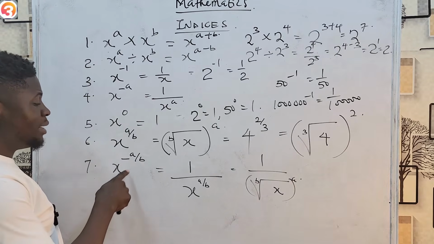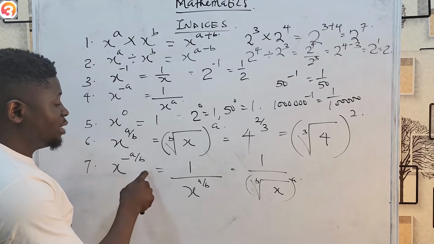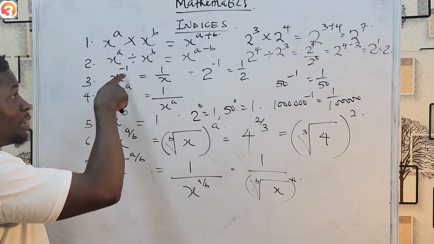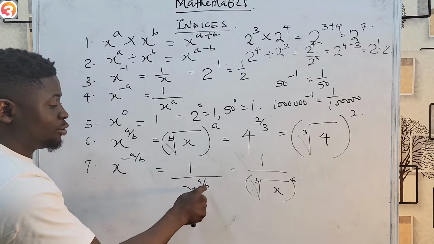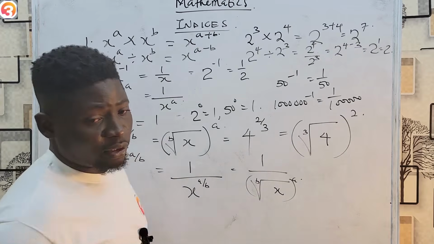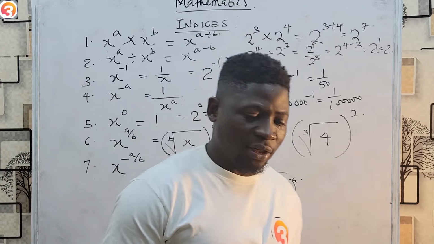Likewise, this is just an extension of this law. If you have x raised to the power minus a over b, it is the same thing as, from our law here, anything raised to the power minus something, you invert it. So 1 over x raised to the power a over b, which will further give us that solution.